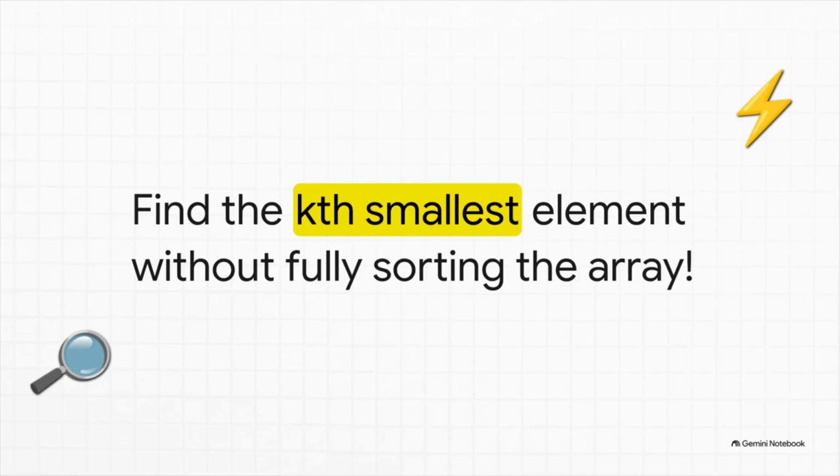If your pivot lands in the 3rd slot, boom, you're instantly done. If it lands in the 5th slot, you know your target has to be in that smaller left pile, and you can completely ignore the entire right side.